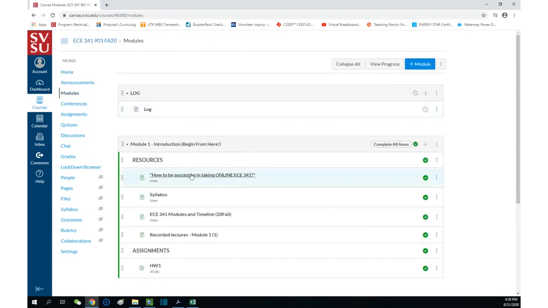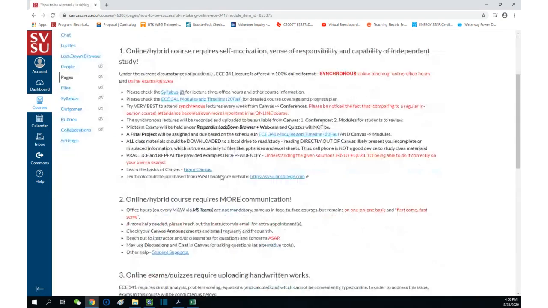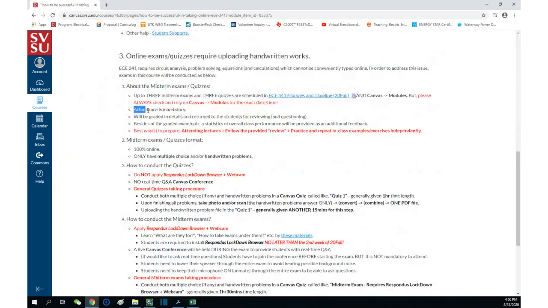Then now let's go back to this document. Move on. Attendance is mandatory, of course, and you will be graded in detail. And then the graded one is going to be returned to you to keep. I'm not able to keep the history anymore. Thanks to the pandemic, I can't do that anymore. But anyways, it's going to be returned to Canvas.